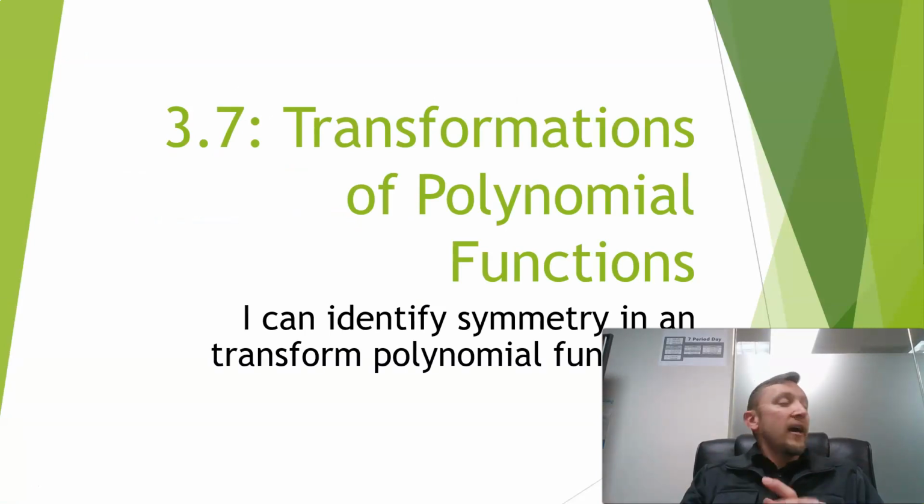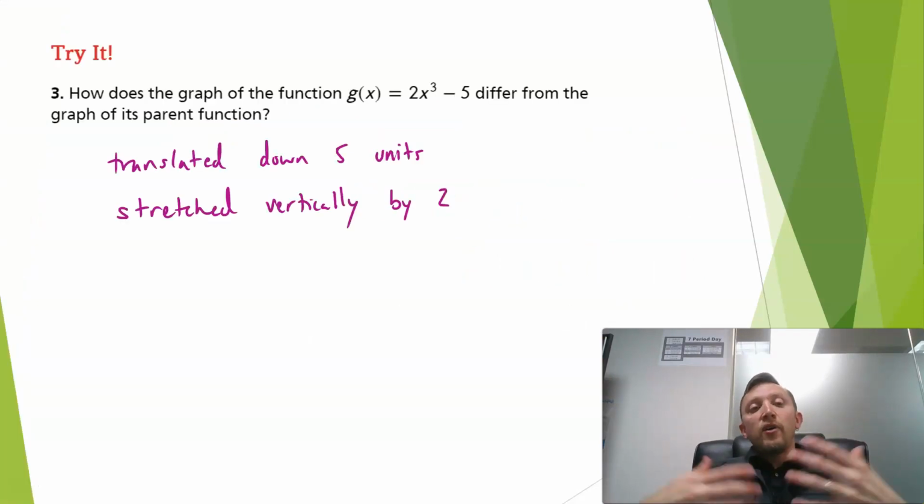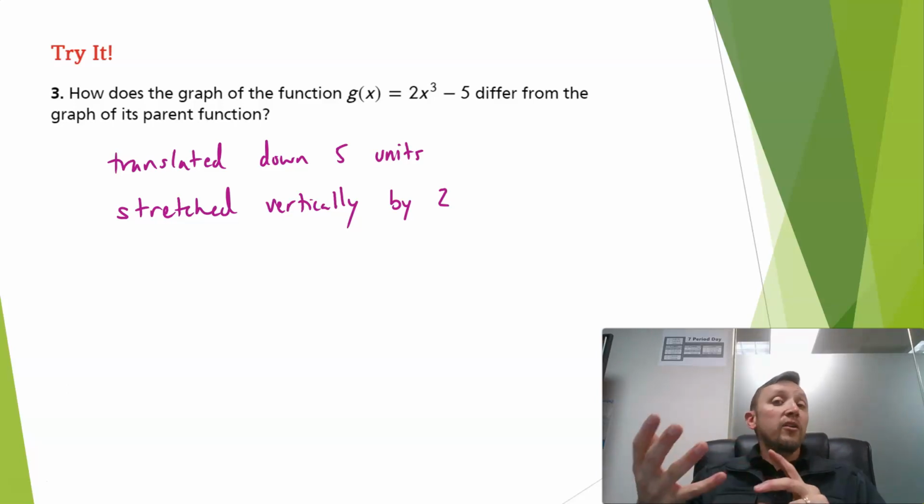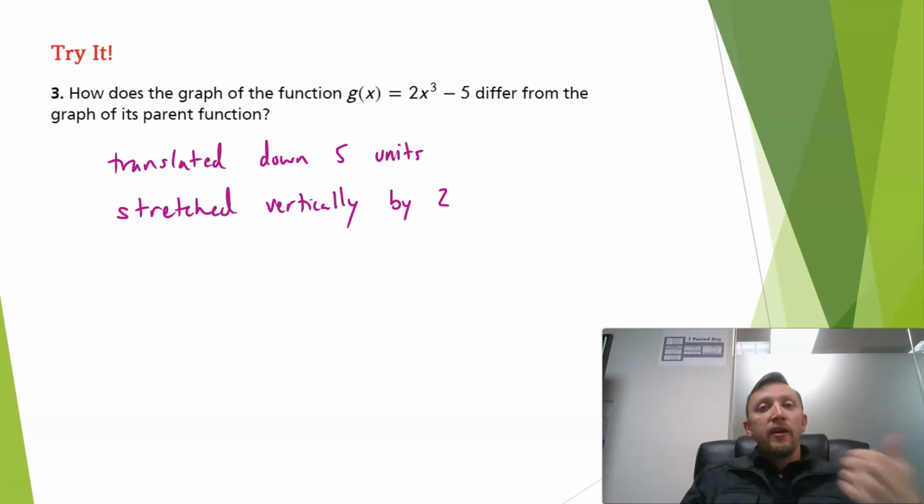Well, there we go. That is the end of this video. So hopefully you understand now how to translate these graphs and how to determine whether or not a graph, a polynomial, is odd or even or neither based on the graph and the equation.